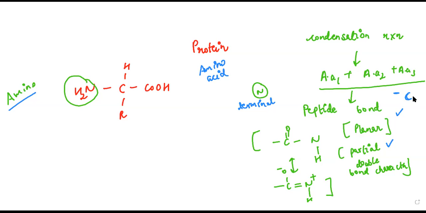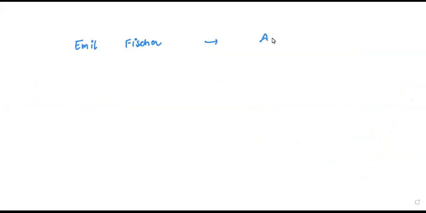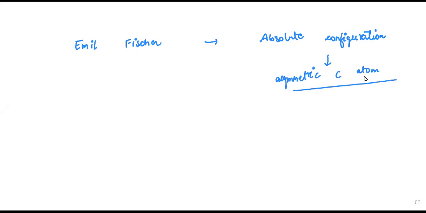Now, there was a nomenclature that was introduced by Emil Fischer for absolute configuration. And this was for the carbon at asymmetric carbon atom only. Means it must consist of asymmetric carbon atom or the chiral compound.